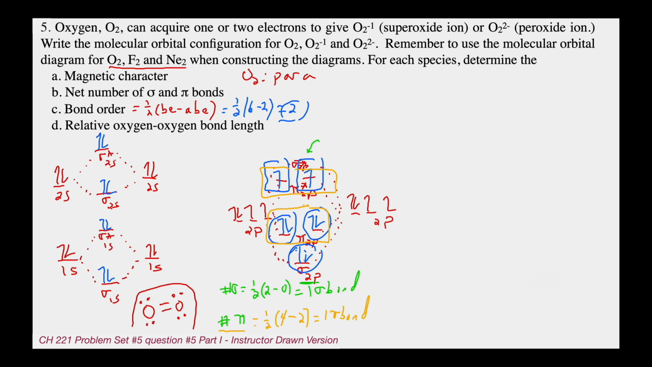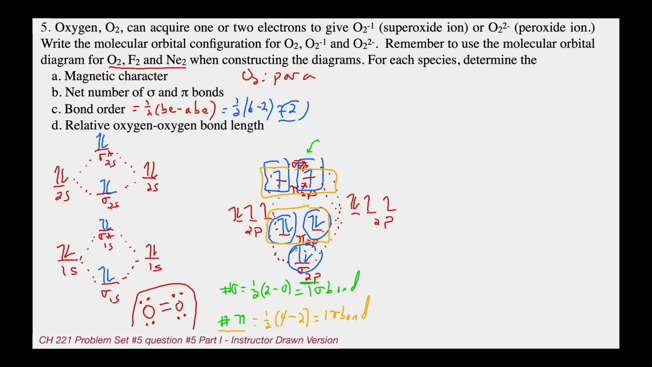We're good to go. So what we did there was draw the molecular orbital diagram for neutral O2. It's got a sigma bond, it's got a pi bond, it has a bond order of 2, and it's paramagnetic. Pretty cool.